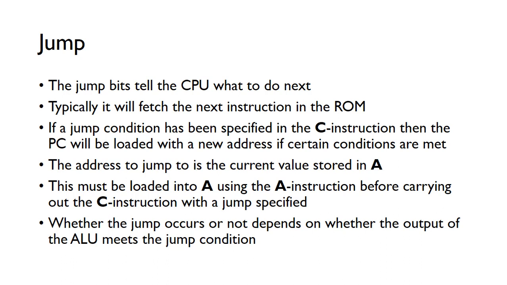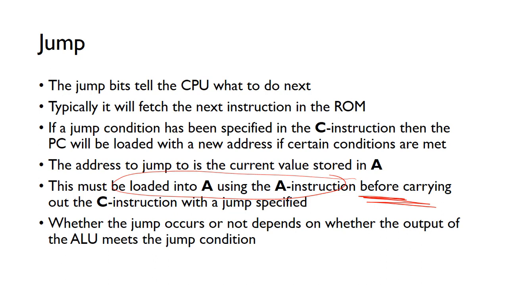So whatever value is currently stored in A is essentially the value loaded into the program counter. This is the address we want to jump to. It's whichever value is stored in A. So that means if you want to do a jump condition, you first must load this address into A using an A instruction, before doing the C instruction.